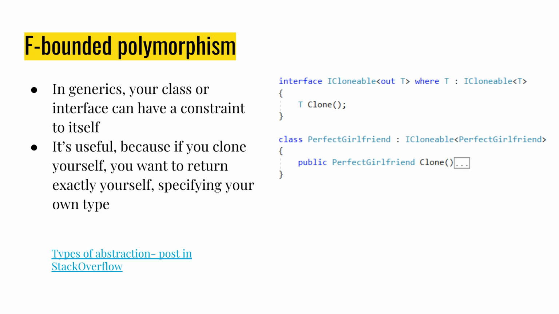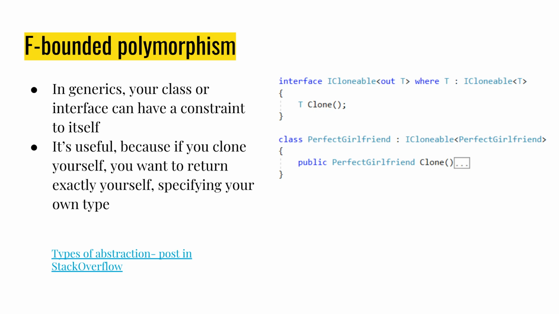And a type of bounded polymorphism is F-bounded polymorphism. It's a really interesting case where you have a constraint on yourself, where you have a generic which constrains itself, its generic T with itself. And the useful case for it would be when you want to clone something. So that's why you need the same type.